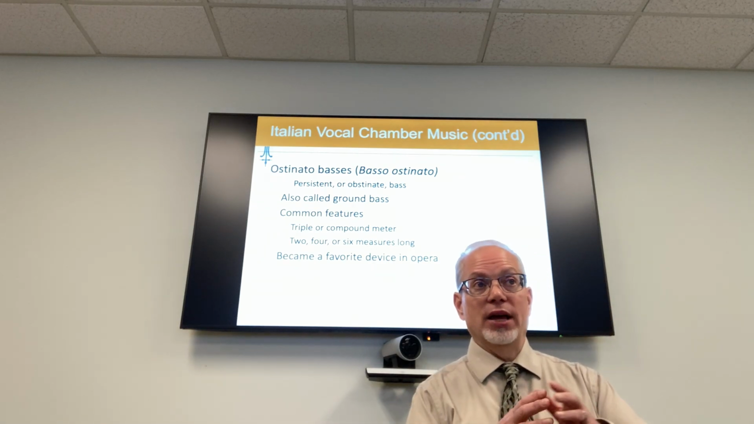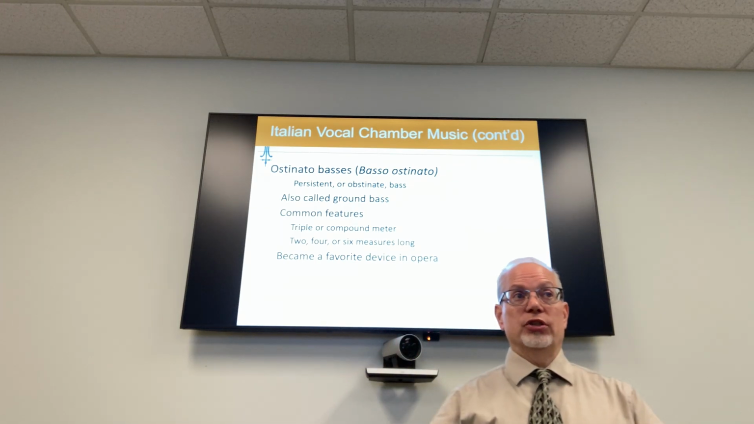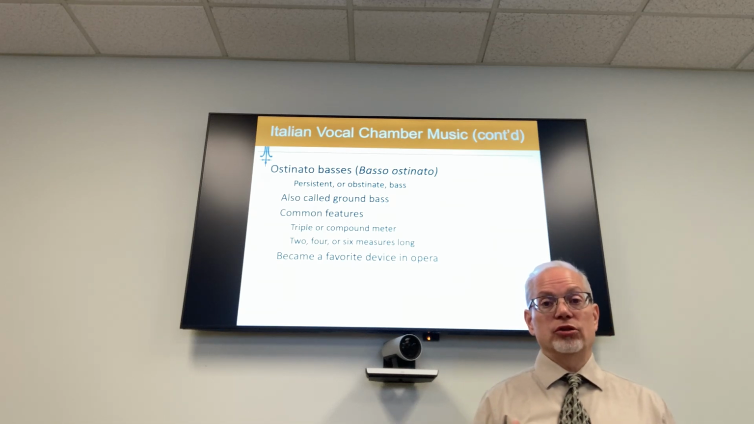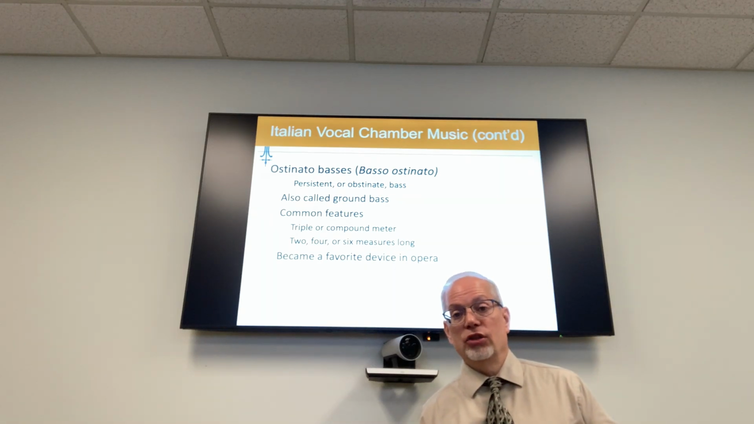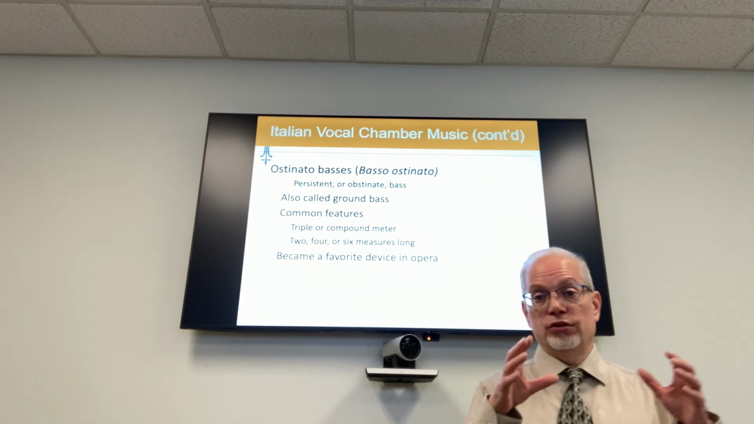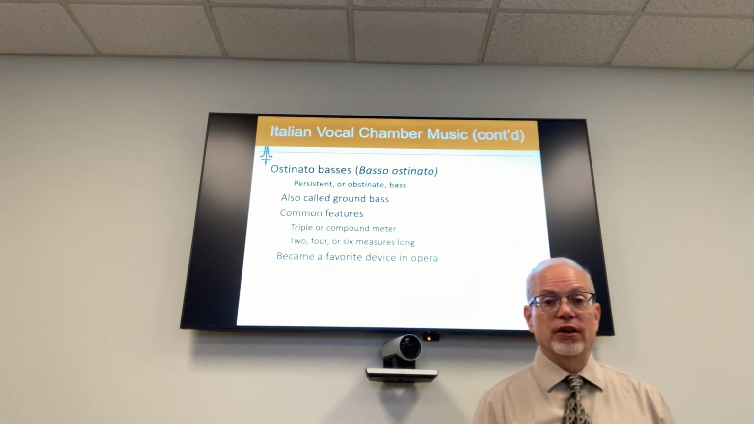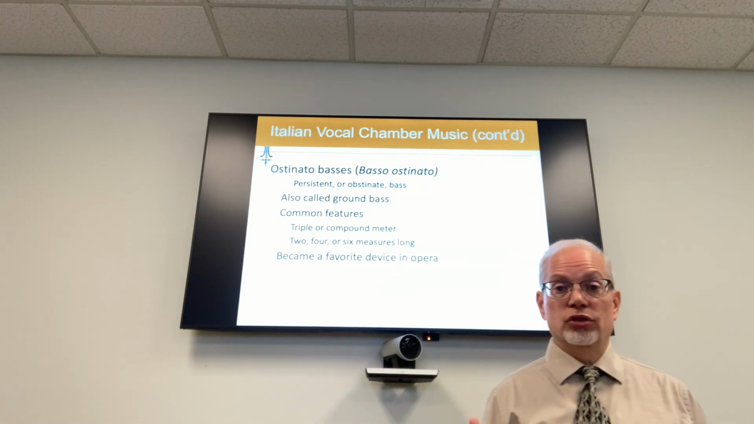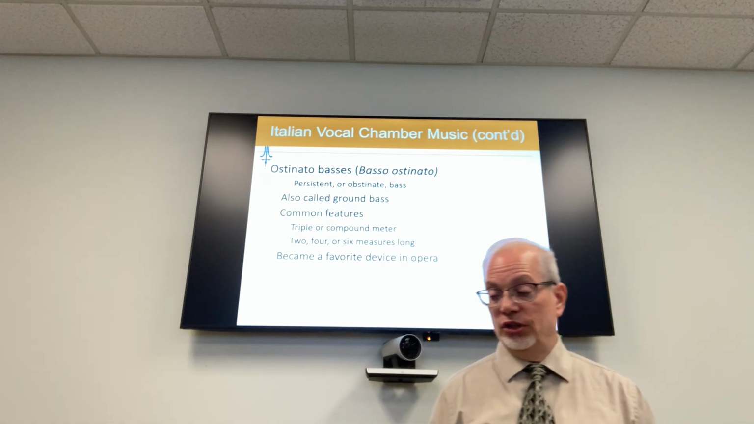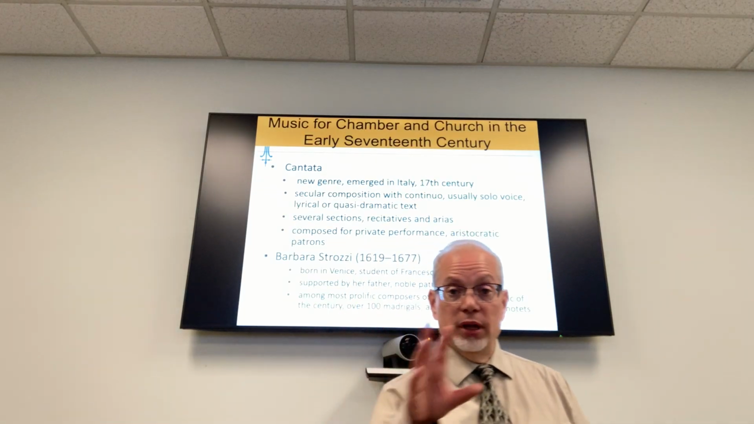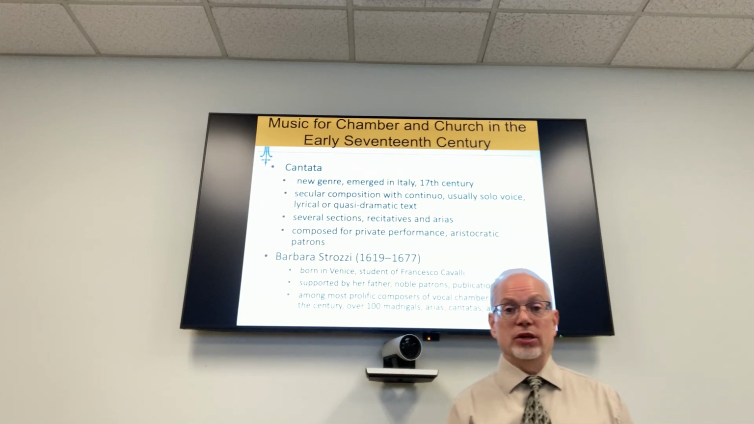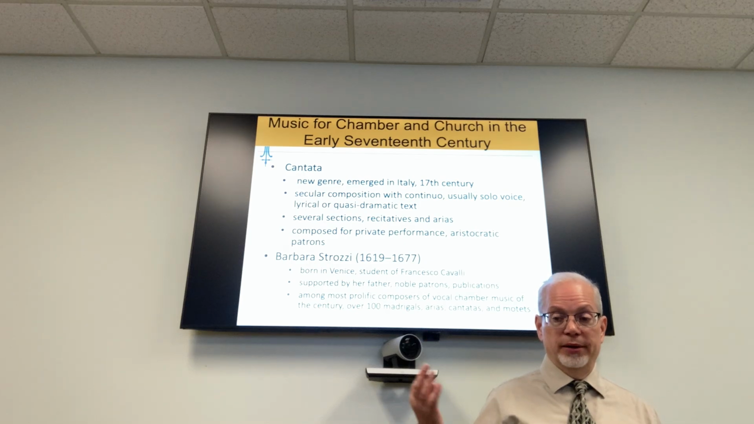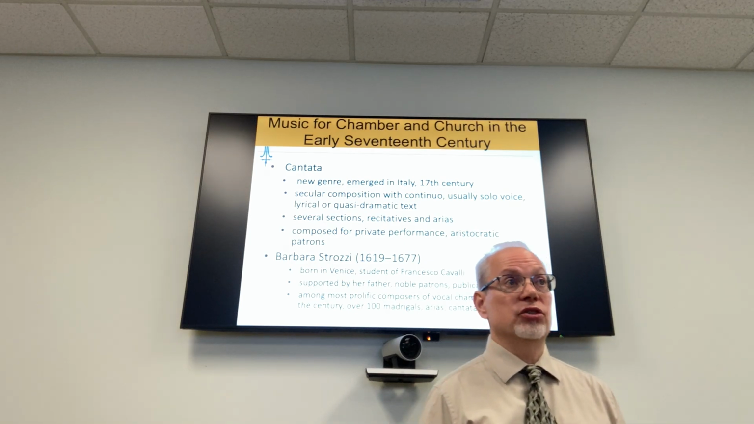Usually it's a bass line that repeats over and over again, which is why it's called a persistent bass, an ostinato, a pattern that repeats over and over again. This repeating pattern was usually 2 measures, 4 measures, or 6 measures long. It's actually a very popular form, a structure to be used, especially in arias during the 1600s. We're going to listen to an example of a ground bass aria, most famously Henry Purcell's When I'm Laid in Earth from the opera Dido and Aeneas.